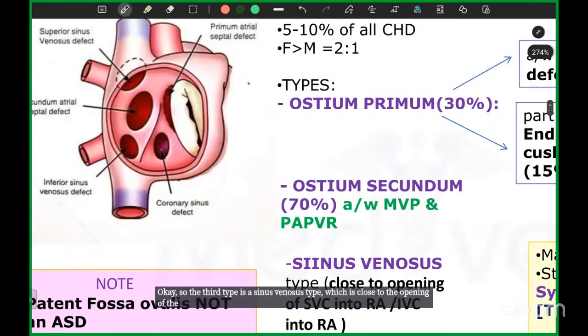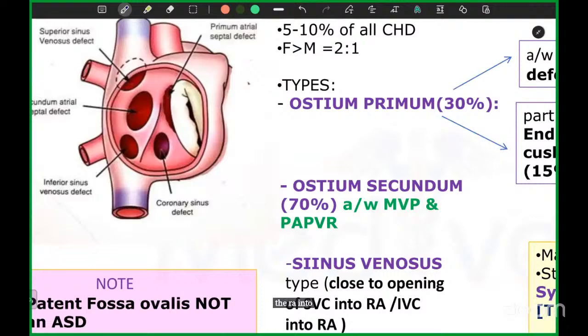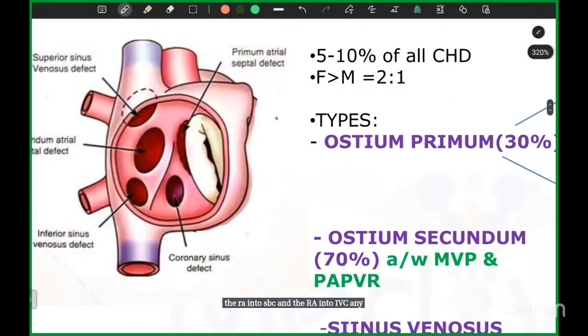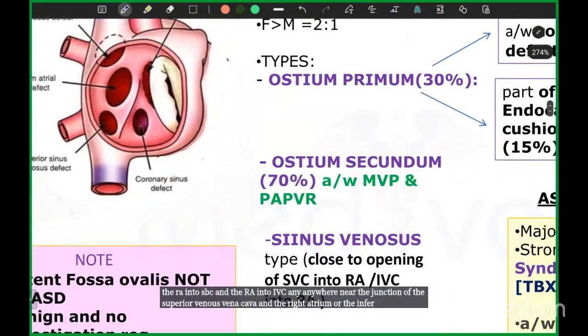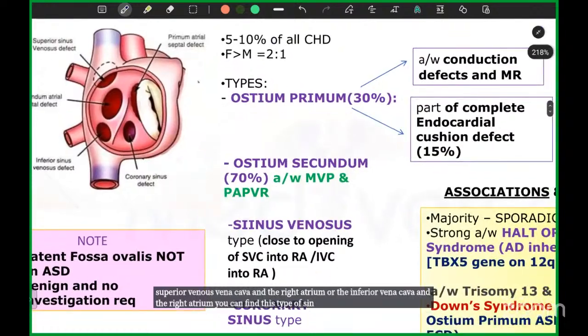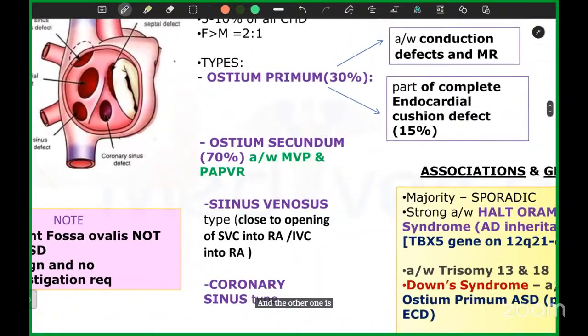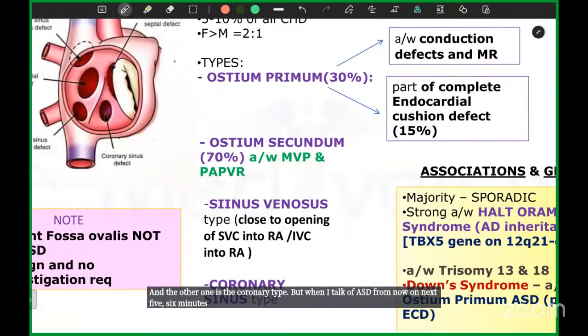The third type is the sinus venosus type, which is close to the opening of the RA into the SVC and the RA into the IVC. Anywhere near the junction of the superior vena cava and the right atrium, or the inferior vena cava and the right atrium, you can find this sinus venosus type. And the other one is the coronary type. But when I talk of ASD from now on, for the next 5-6 minutes, I'll predominantly be meaning the ostium secundum type.